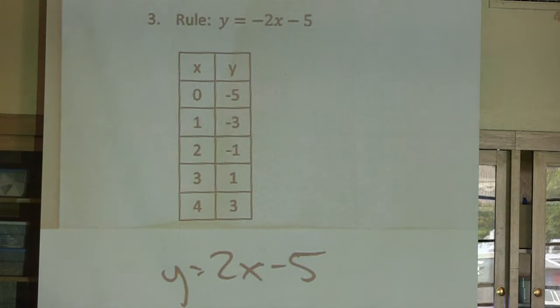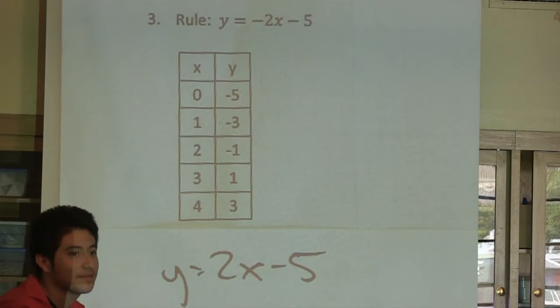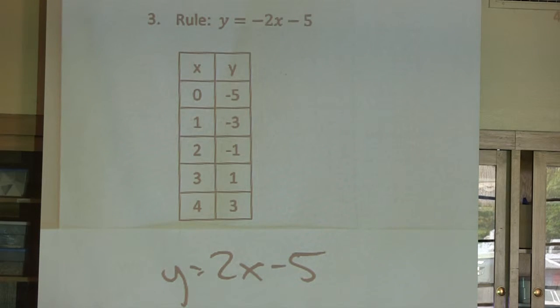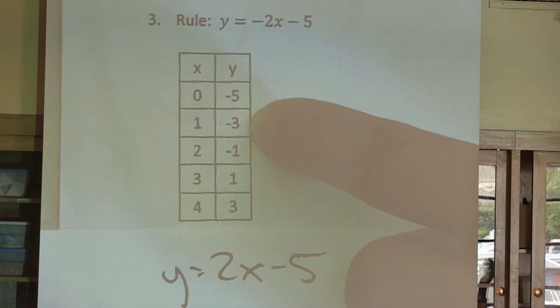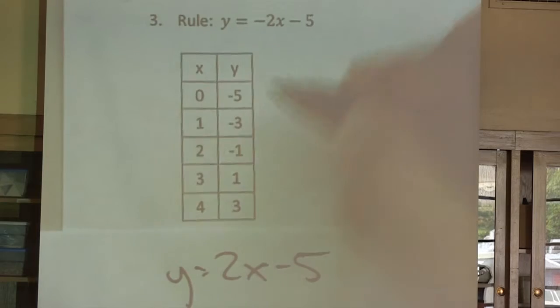Who's really good with numbers? Okay. From -5 to -3, I'm asking because negative numbers are tricky. From -5 to -3, did I subtract 2 or add 2? Added 2.